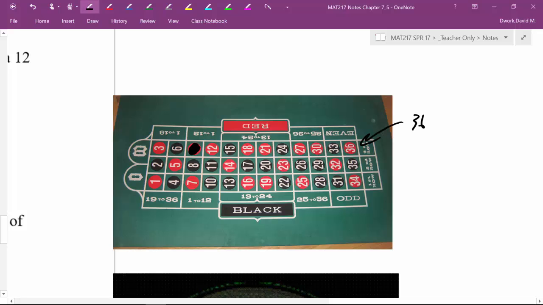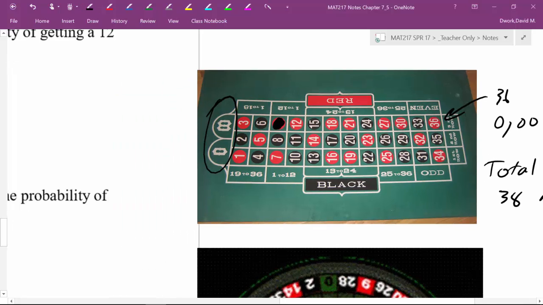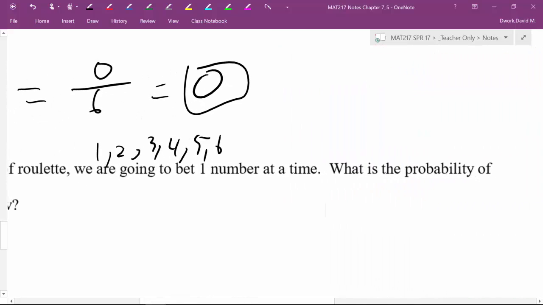But also notice there are 2 numbers at the end. There's the numbers 0 and 00 in America. Europe only has the single 0. But we're in America, so we're going to go with 00 too. So that means there are a total of 38 numbers to pick from. Now, if you want to learn how to play roulette, go to a casino or go somewhere else. But for us, that's all we're going to worry about.